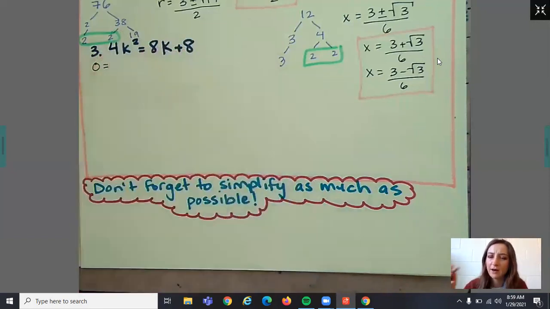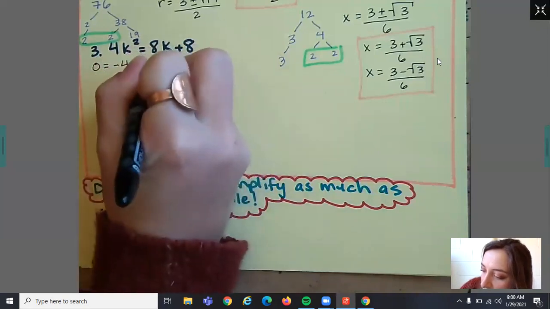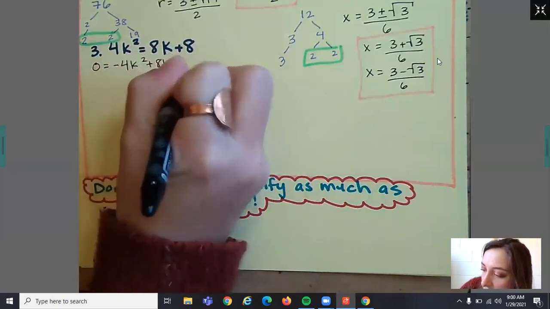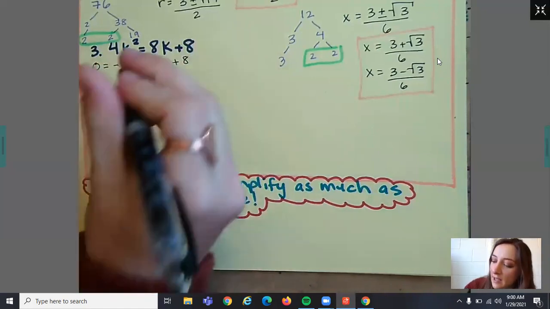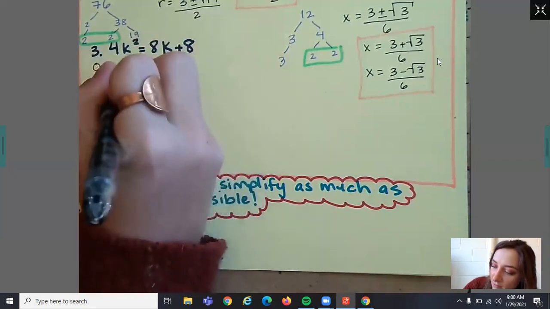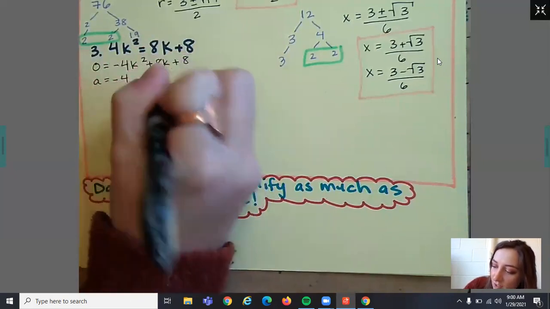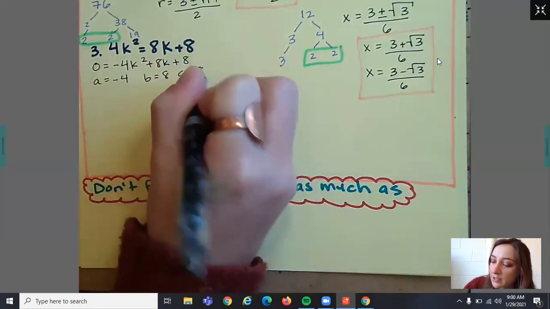Make sure that you write it starting with x squared, then x, then the constant, or k squared, k, then the constant. So it's going to be negative 4k squared plus 8k plus 8. All right, now we can write out our a, b, and c. A is the number in front of the variable squared, so it's negative 4. B is the number in front of the variable by itself, so it's 8. And c is the constant on the end.